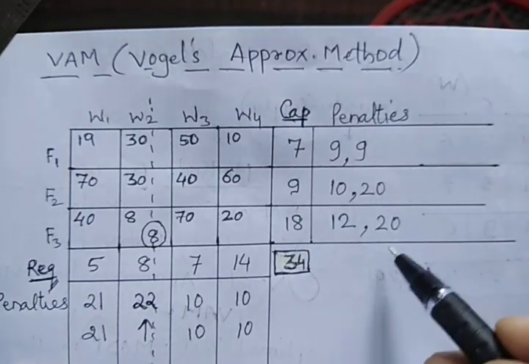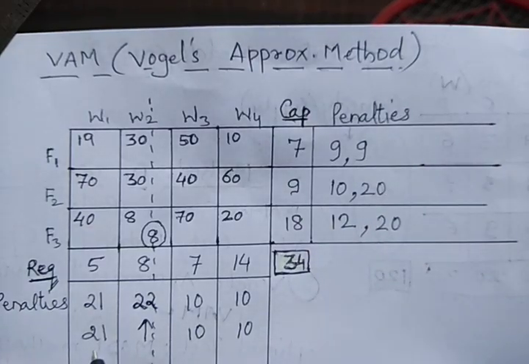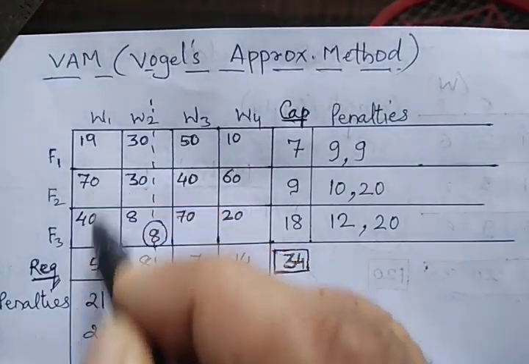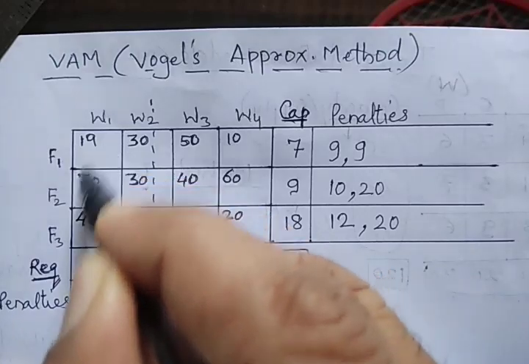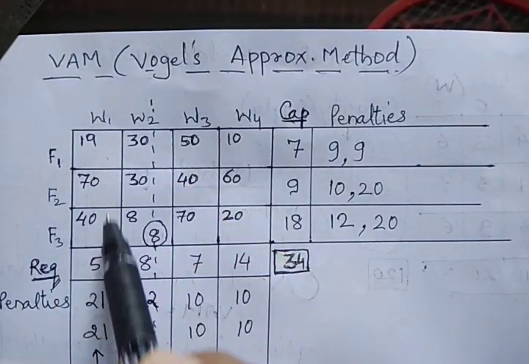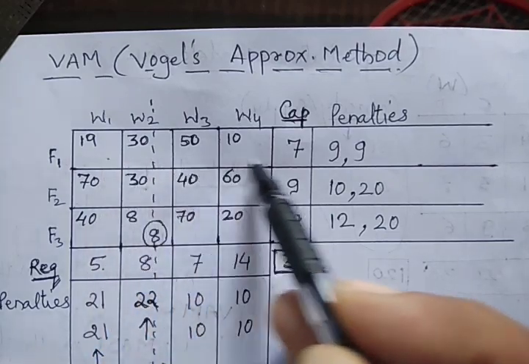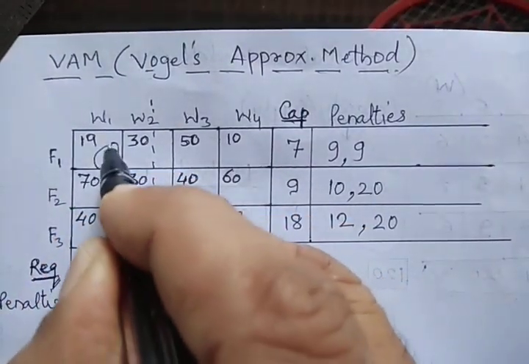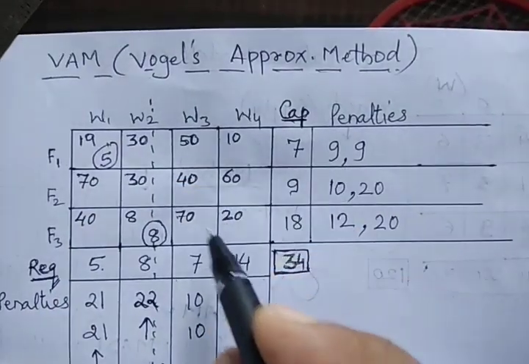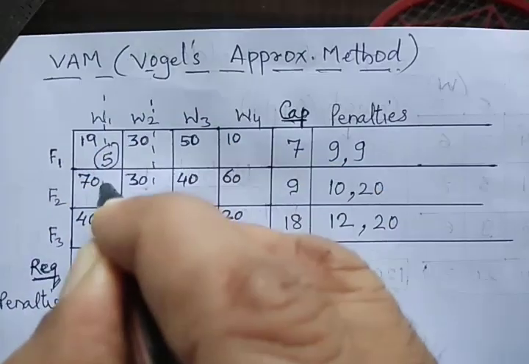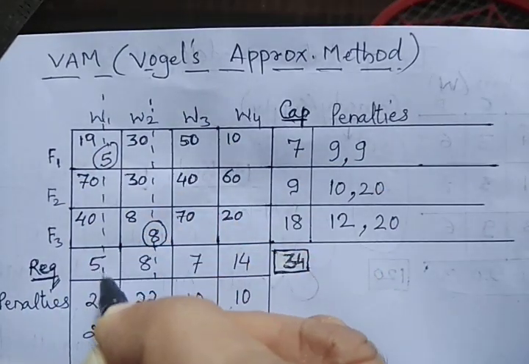Now take the highest penalty from the rows or columns. The highest is 21. In the highest penalty row or column, now it is a column here, select the lowest cost. The lowest cost is 19. It is F1, W1. The requirement here is 5, the capacity is 7. So I can allocate 5 here. If the row is satisfied, delete the row. If the column is satisfied, delete the column. Here also, once again the column is satisfied, so delete this column.